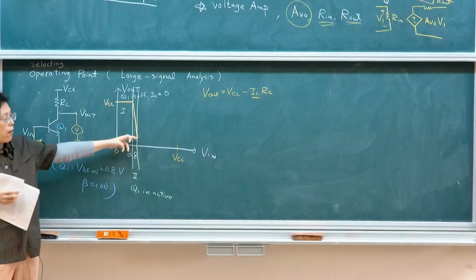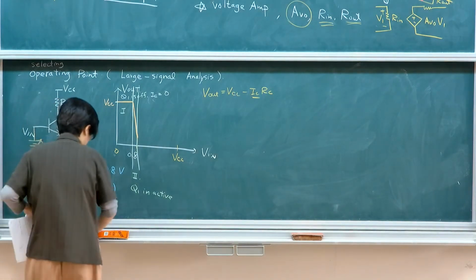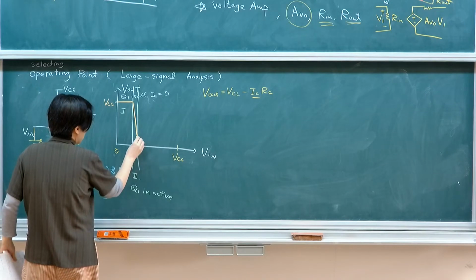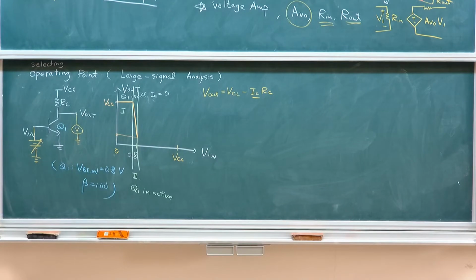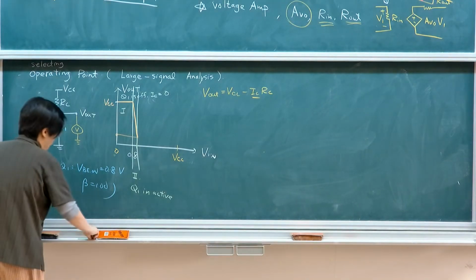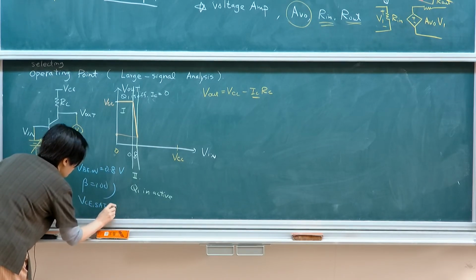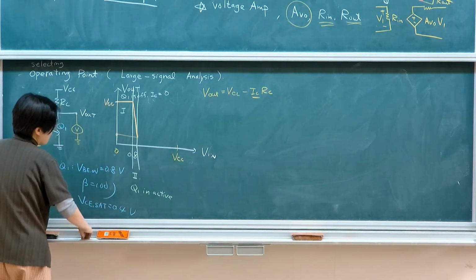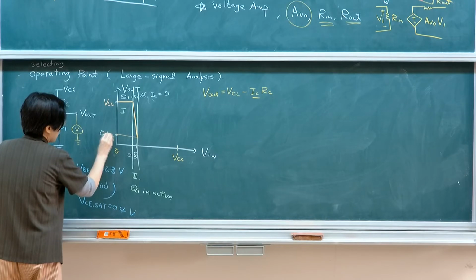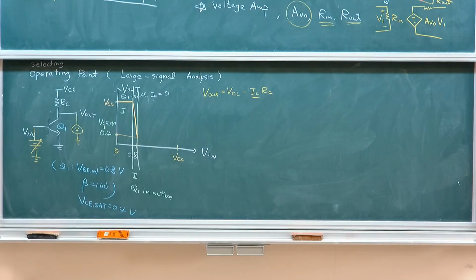But once it drops, until where? Until very low. So until when? What is the turning point? What do you think this turning point would be? I forgot to give another parameter. So VCE set, using VCE of 0.4 volt. So if it drops until VCE set, this is 0.4. This is VCE set. When it drops lower than VCE set, it would then enter saturation.